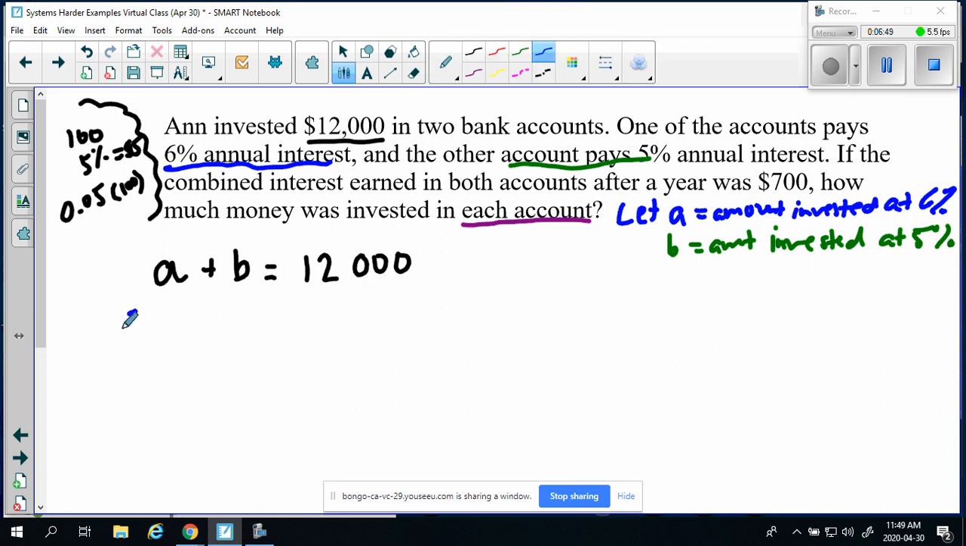So 0.06 times the A, because that's the amount invested at 6%. And then, how much did I invest at 5%? Well, we don't know, but it was B. Okay, so 0.05 B. And then we actually do know what that amount came out to in the end, though, with $700.